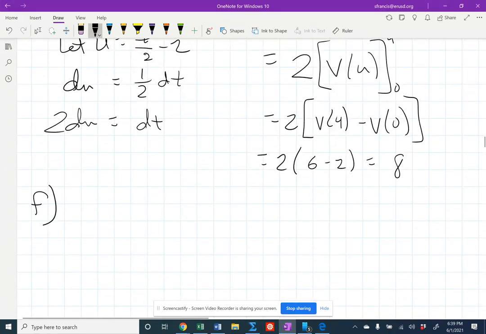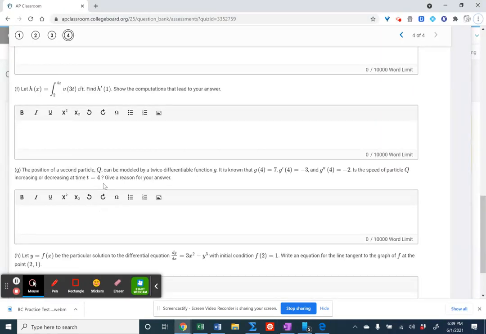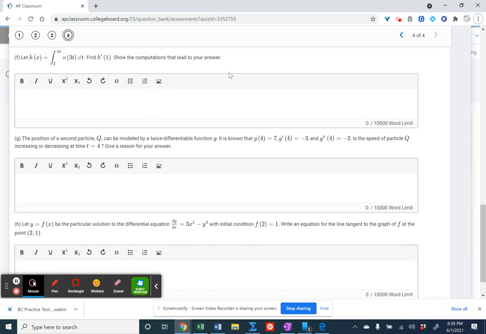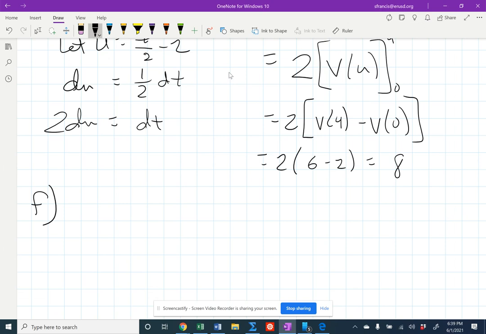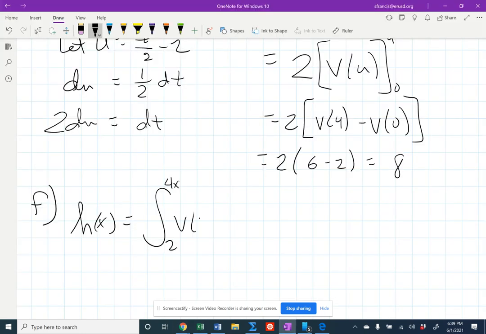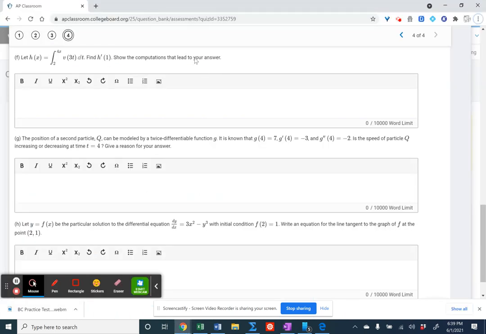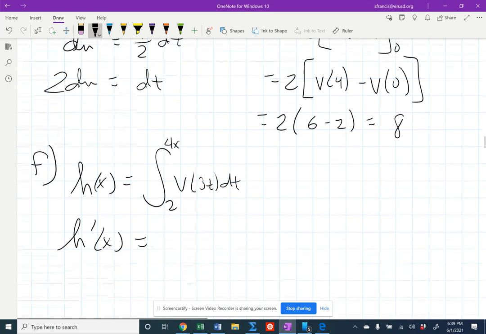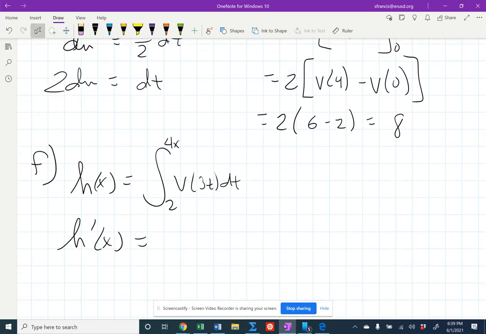Alright, letter F. Pause the video whenever you need to. Rewind it. We have letter F. Let h of x be equal to the integral from 2 to 4x of v of 3t dt, and we want to find h prime of 1. So we got to find h prime of x first. A lot of you messed up the Fundamental Theorem here. We're getting better at it, but still got some work to do.